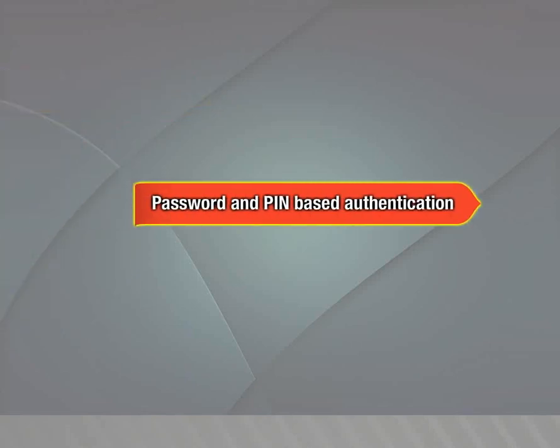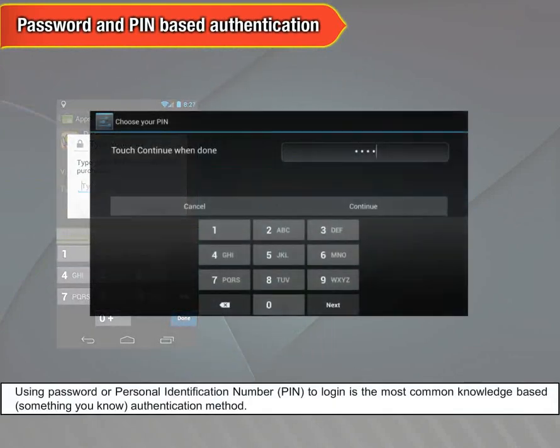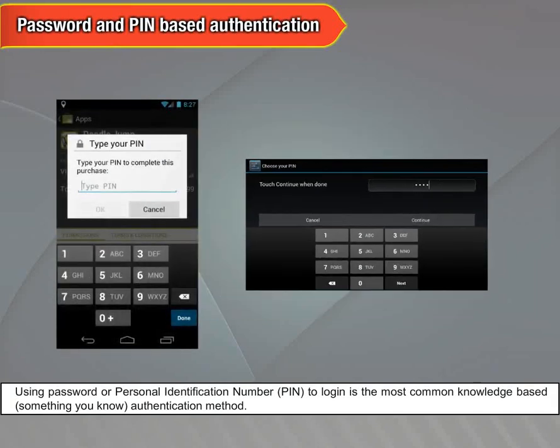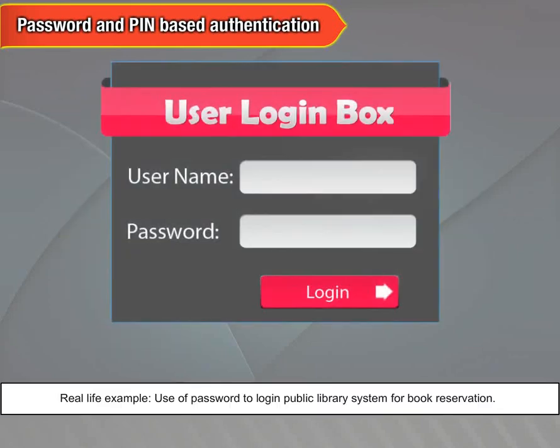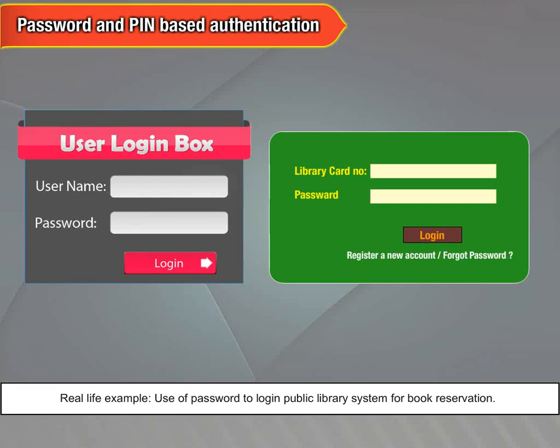Password and PIN-based authentication. Using password or personal identification number, PIN, to log in is the most common knowledge-based authentication method. Real-life example: use of password to log in public library system for book reservation.